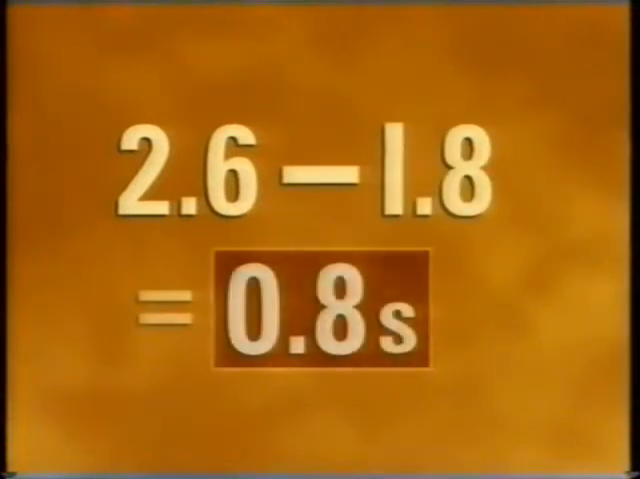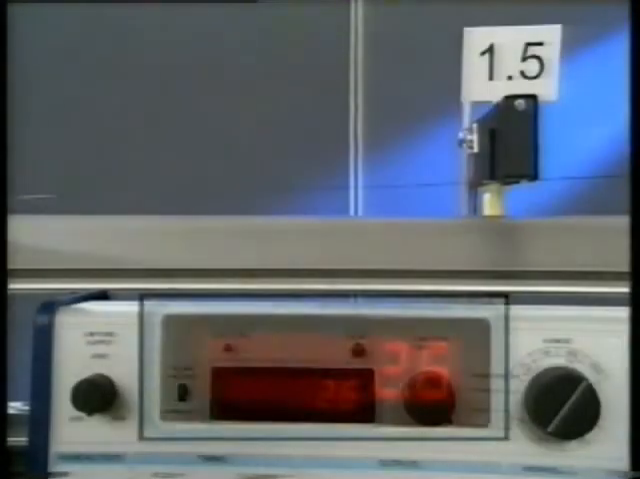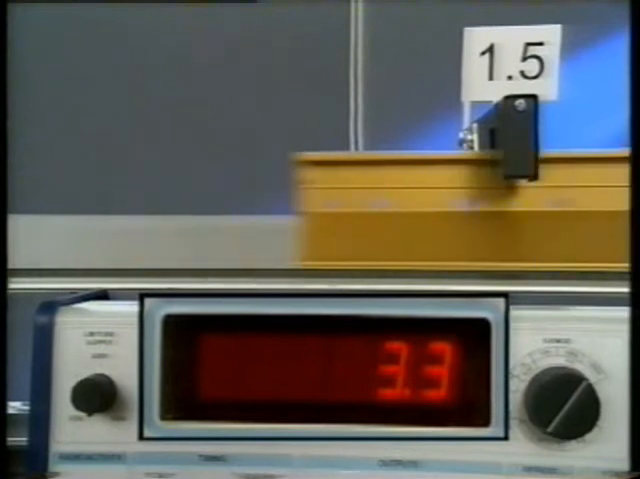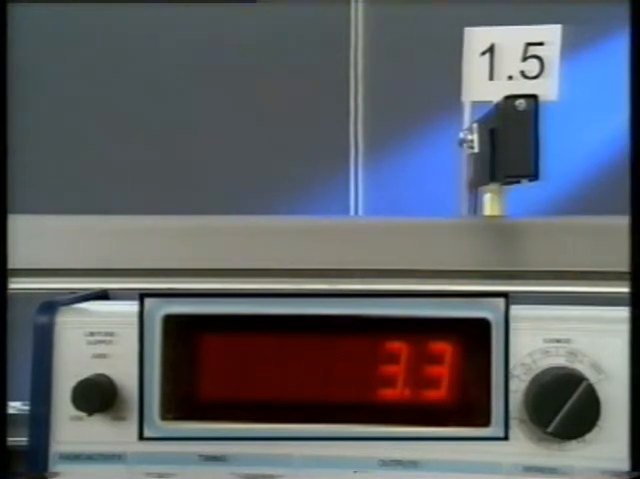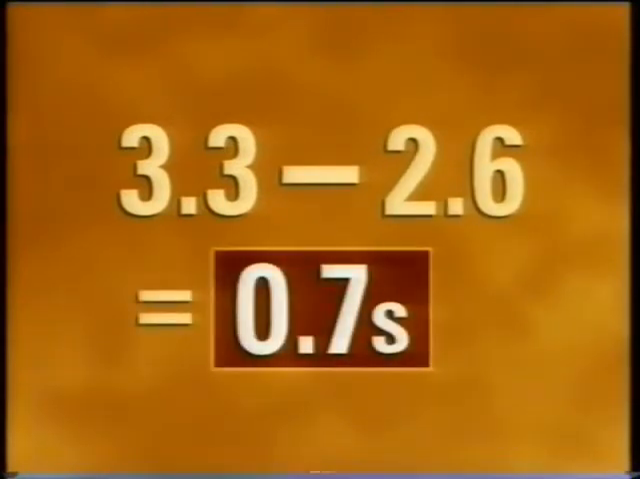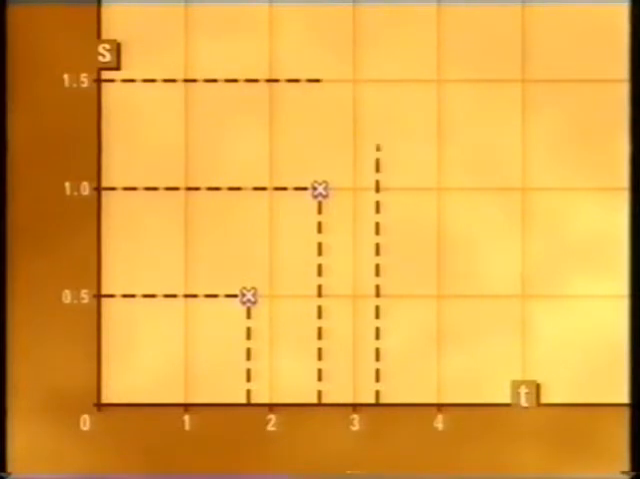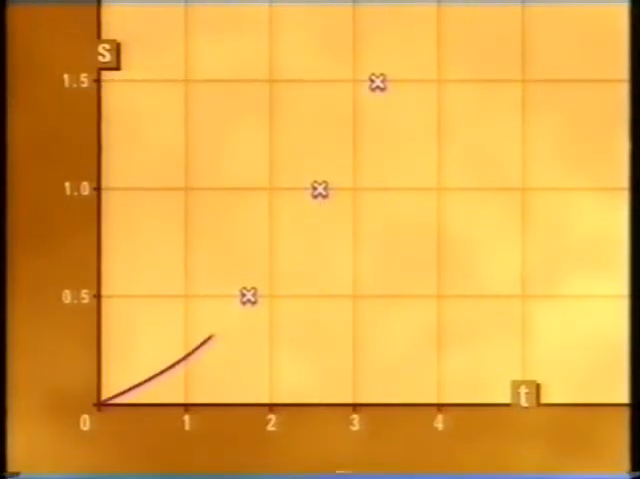To travel the second half metre, it took 2.6 minus 1.8, which is 0.8 seconds. To travel the third half metre, it took 3.3 minus 2.6, which is 0.7 seconds. Plotting a graph of distance against time produces a curve. The vehicle is taking less time to travel each half metre. Its speed is increasing.